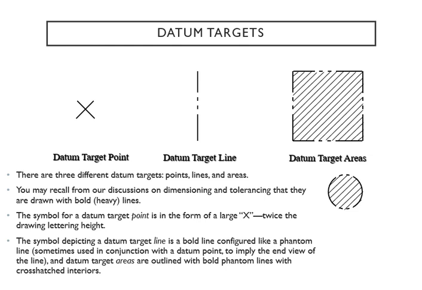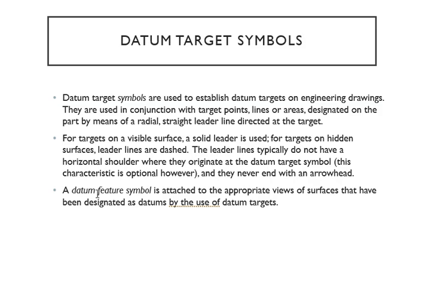Okay, so I might ask you to draw these things in the quizzes. All right, and so we use these symbols to establish the datum targets and put them in our engineering drawings. And then they are sometimes used in conjunction, with your target points, lines, and areas all together on the part. You use a radial or straight leader line to show them in your drawing. So for targets on the visible surface, you have a solid leader. For targets on hidden surfaces, your leader lines are dashed, of course.